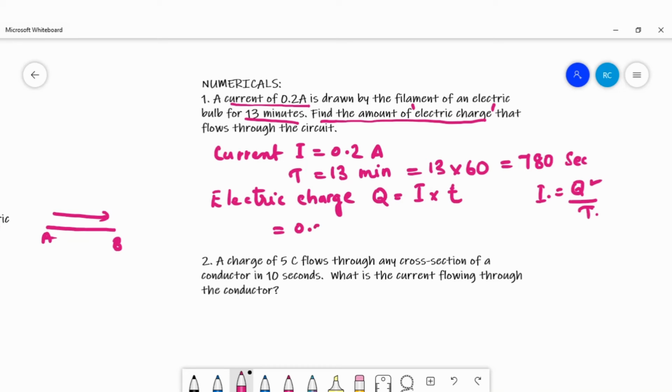So I is 0.2 ampere, that you have to multiply with the time. Time is 13 minutes, that is 13 into 60, which you already solved. It is 780 seconds. So when you multiply 0.2 into 780, you will get the answer as 156 coulomb. So Q, the electric charge flowing through the circuit for 13 minutes, is 156 coulomb.